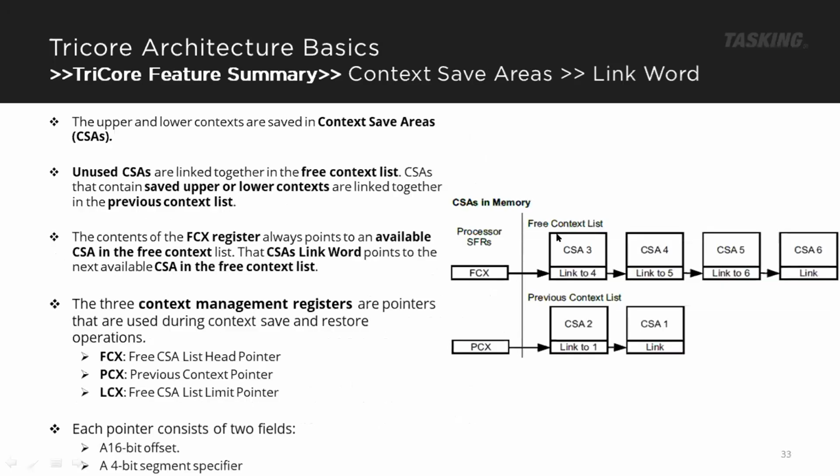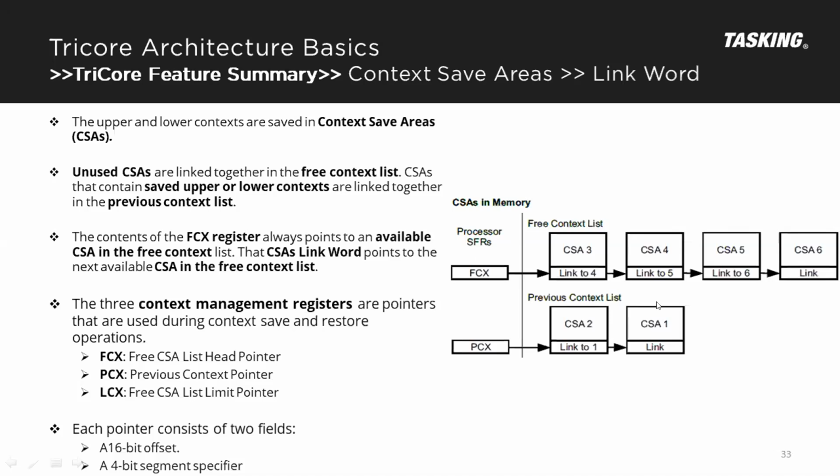Okay, so this is how it works. We have the different context save areas: context save area 1, context save area 2, 3, 4, 5, 6. You have here something called the free context list. The free context list is a linked list representation of the free context areas that you could use. And this free context list is referred to by a processor special function register called FCX.